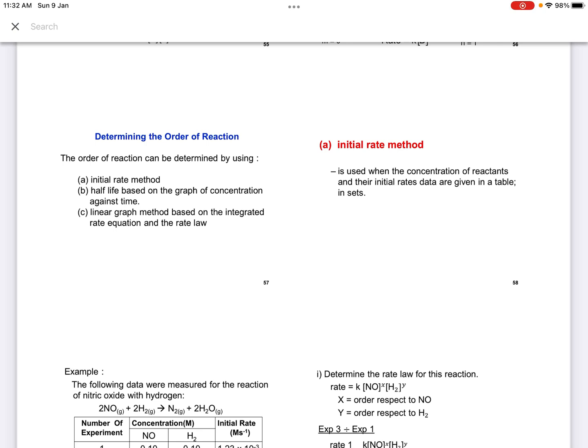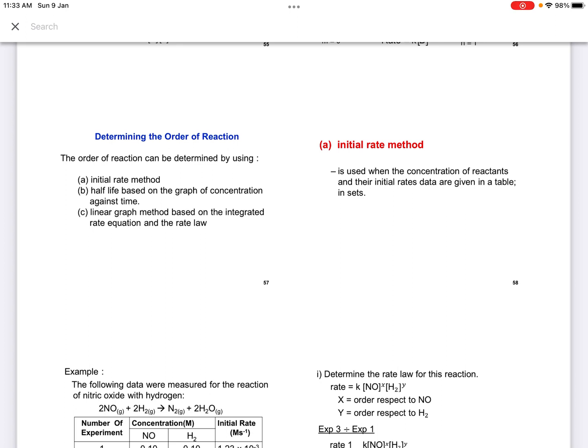Now we continue with determining the order of reaction, the next part. So we can determine the order of reaction with three methods or three ways. First is the initial rate method, second one is the half-life graph, third one is the linear graph method.